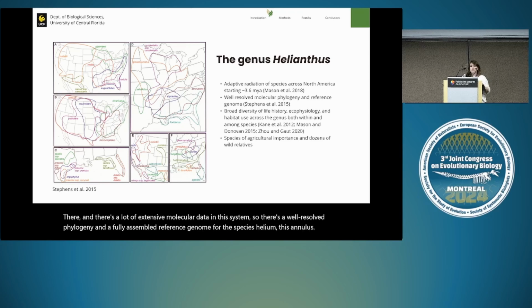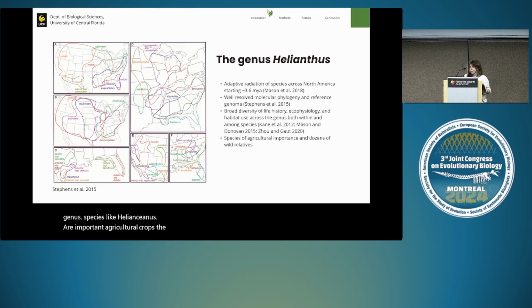Individuals in this genus have different life history strategies, annuals and perennials. They have very diverse ecophysiological traits, and they occupy a broad variety of habitats across the continent, including deserts, marshes, forests, and prairies. As a bonus, species in this genus, like Helianthus annuus, are important agricultural crops, the third largest oilseed crop in the world, which has led us to help establish this system as a model system for phylogenetic comparative analysis in plants.